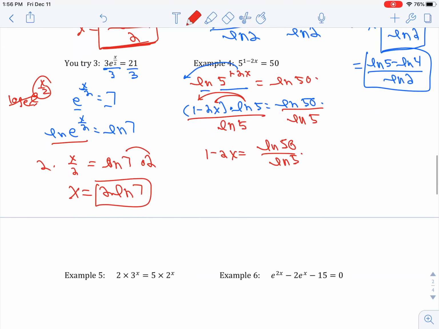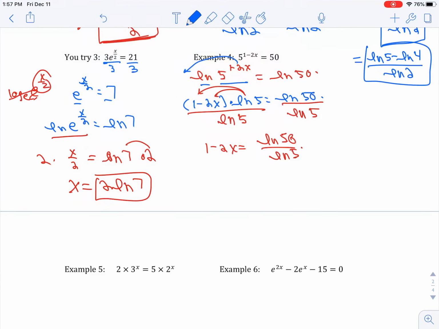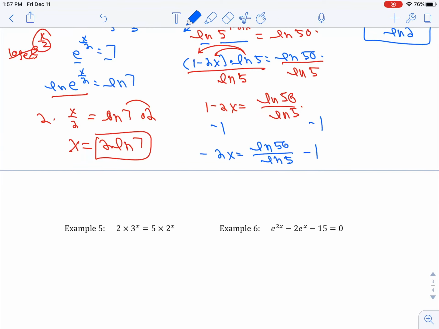Then the next step would be to subtract 1 from both sides. I'm going to subtract 1 from here and 1 from here. So I end up with negative 2x is equal to the natural log of 50 divided by the natural log of 5 minus 1. And then at this point, and I think we've seen this before in some equations, you could say, okay, I'm going to divide by negative 2. But that makes this pretty messy over here with a fraction on the top, and then you're dividing it, turning it into another fraction. So what you might want to do here is, instead of dividing by the negative 2, how about if we multiply by negative 1/2?